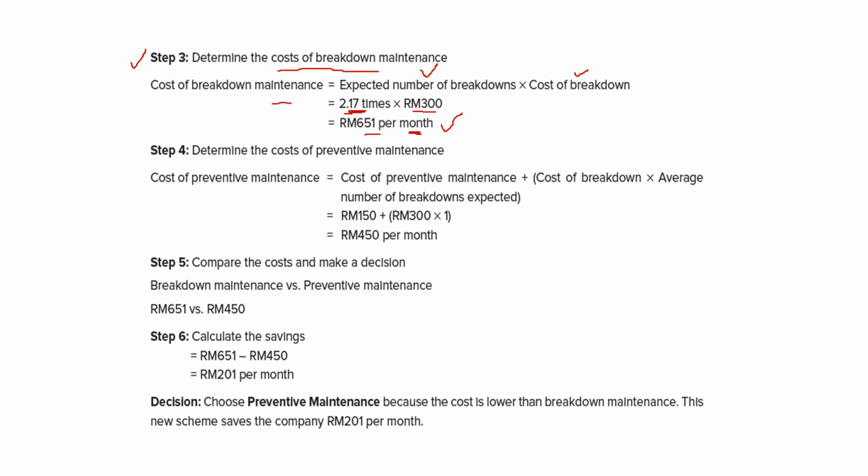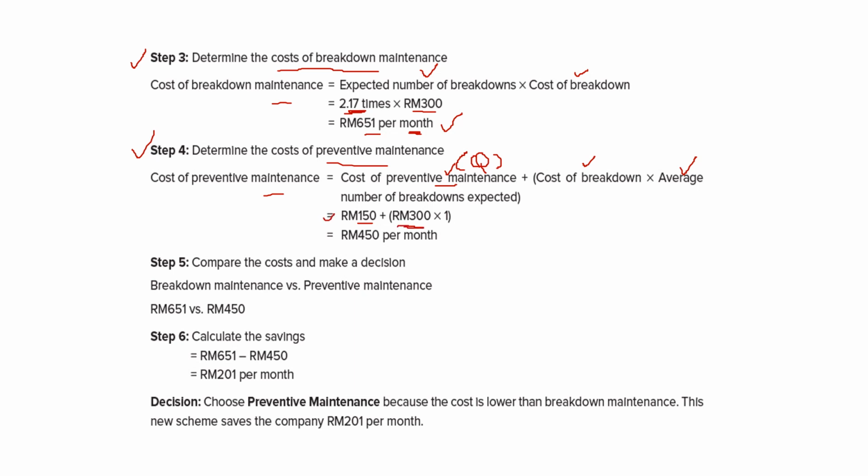Now let's try to calculate the cost of preventive maintenance. That is step number 4, because we want to compare between these two types of maintenance. So the cost of preventive maintenance, the formula is cost of preventive maintenance, this is the one given in the question, plus with the cost of breakdown multiply with the average number of breakdown expected. So cost of preventive maintenance, this is what the company has to pay for the services if the company converts into preventive maintenance. You can see this from the question, 150 ringgit.